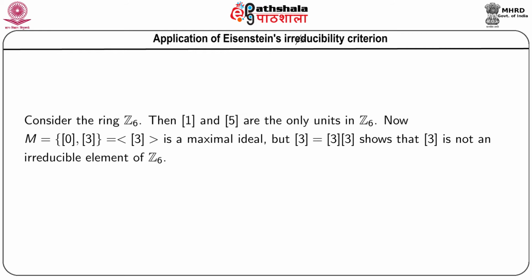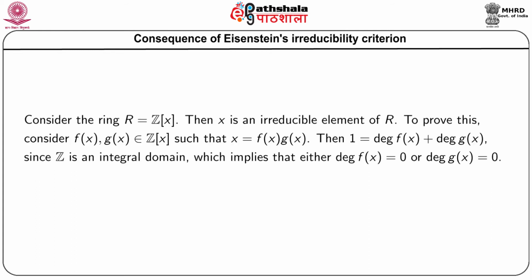Now, consider the ideal M generated by 3, then this is a maximal ideal, but 3 is equal to 3 into 3 shows that 3 can be expressed as a product of two non-units, and hence 3 is not an irreducible element in Z6. Thus, if we take R to be a non-integral domain, then the ideal generated by Q may be maximal without Q being an irreducible element. Now, we show that the converse of the above result does not hold.